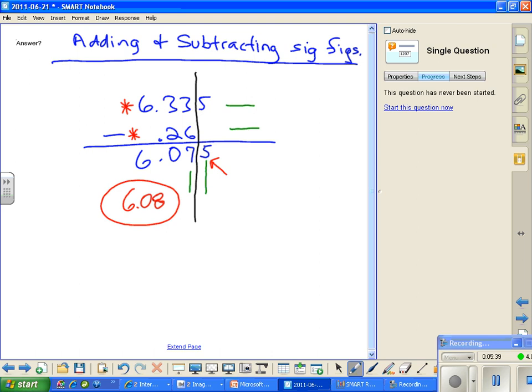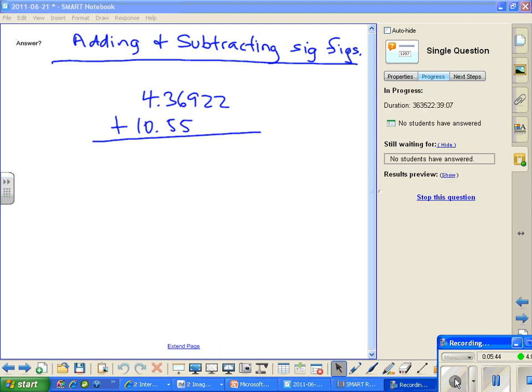Are we ready to test ourselves? See how we're doing on it? See if we got it right? Now, here's your question. I'd like you to do the addition and figure out what the actual number of sig figs will be and the final number. So I'd like you to input the final number on your responder once you feel like you've got a good answer.